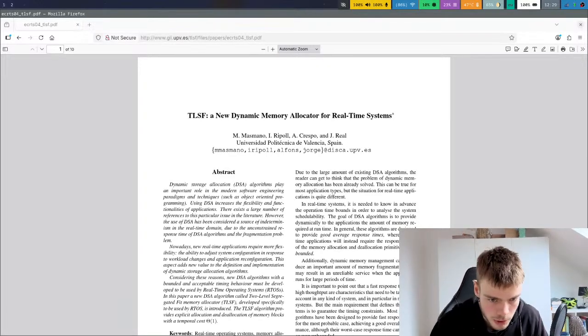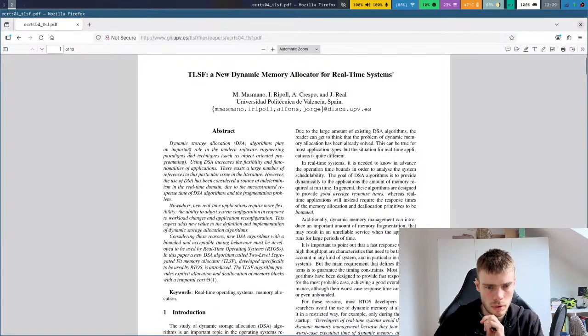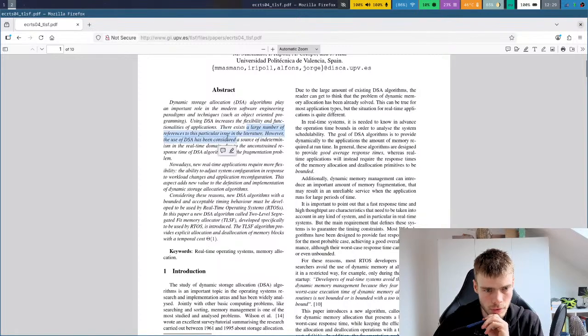So, abstract. Dynamic storage allocation (DSA) algorithms play an important role in modern software engineering paradigms and techniques, such as object-oriented programming. Using DSA increases the flexibility and functionalities of applications. There exists a large number of references to a particular issue in the literature. However, the use of DSA has been considered a source of indeterminism in the real-time domain. True. Due to the unconstrained response time of DSA algorithms and the fragmentation problem.